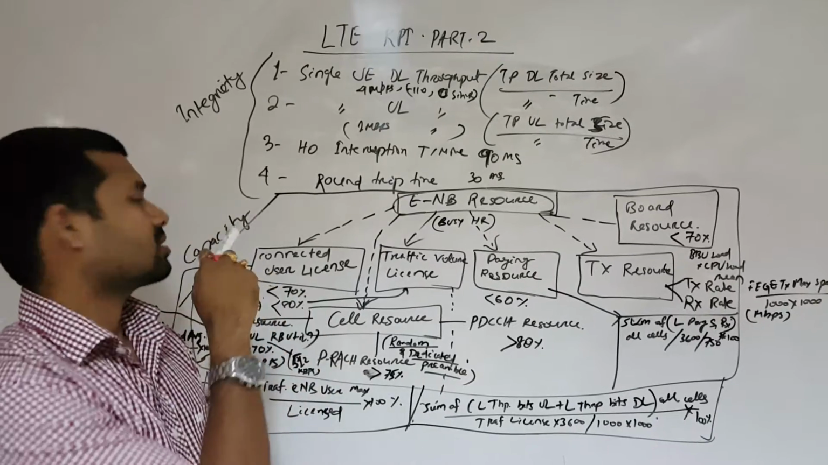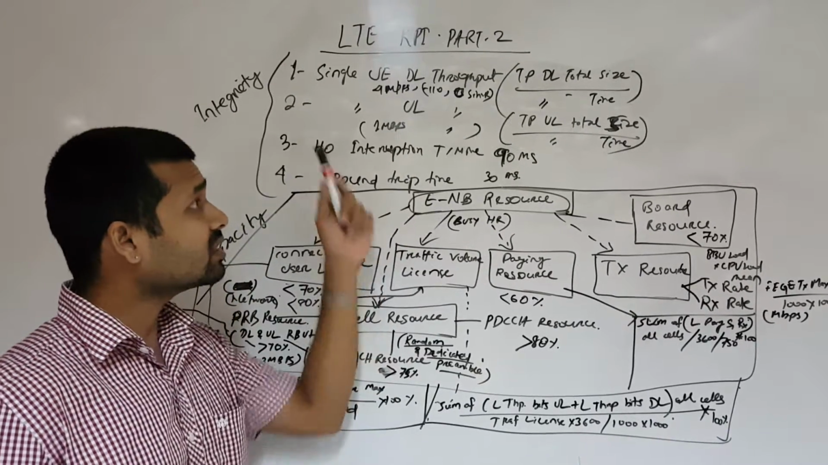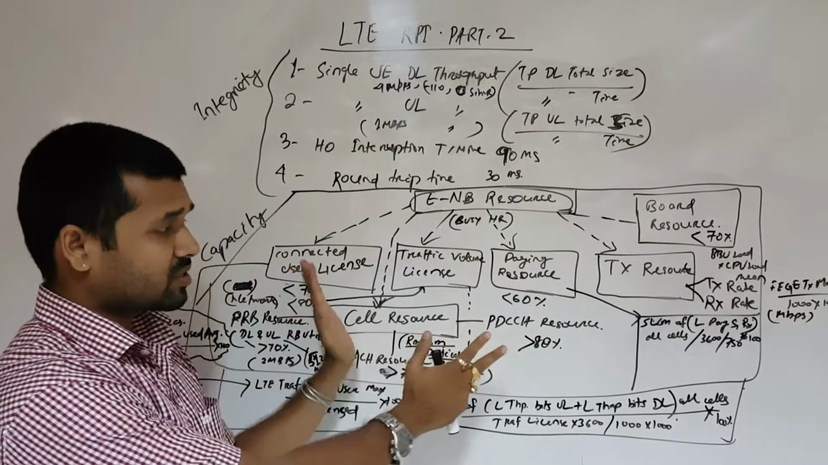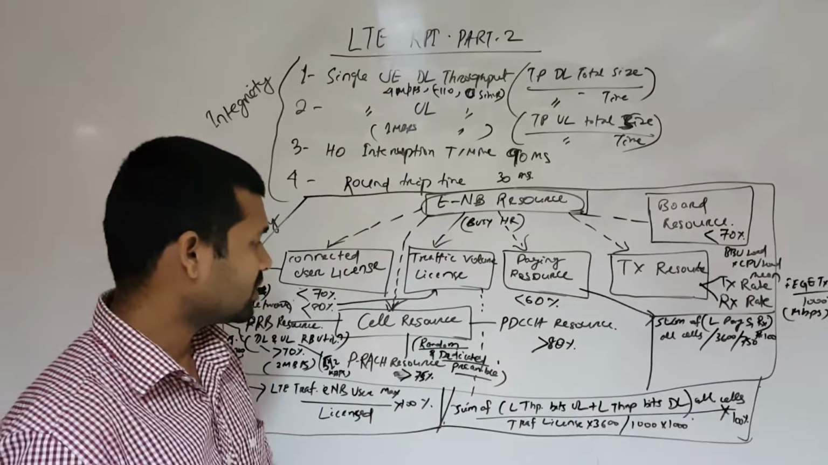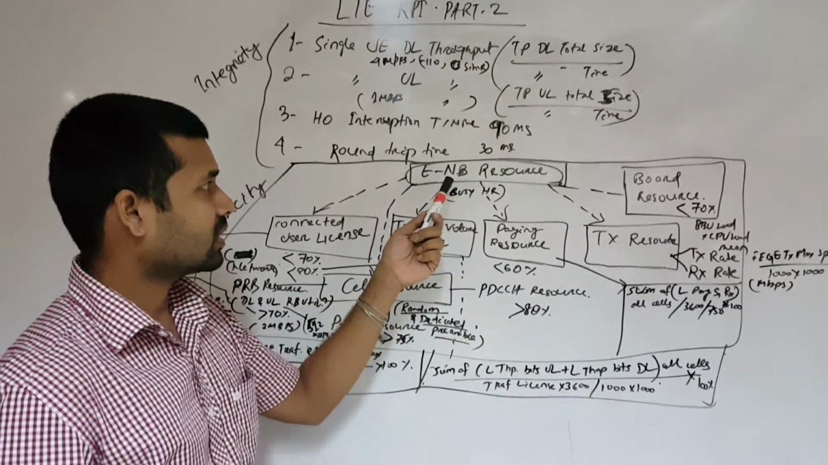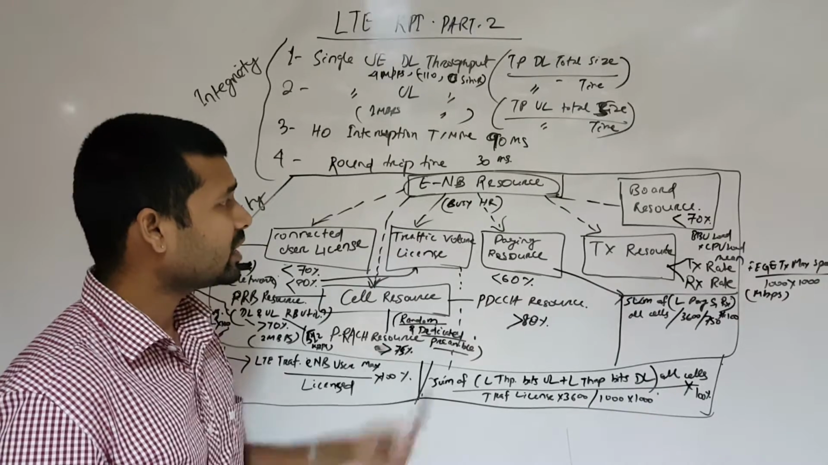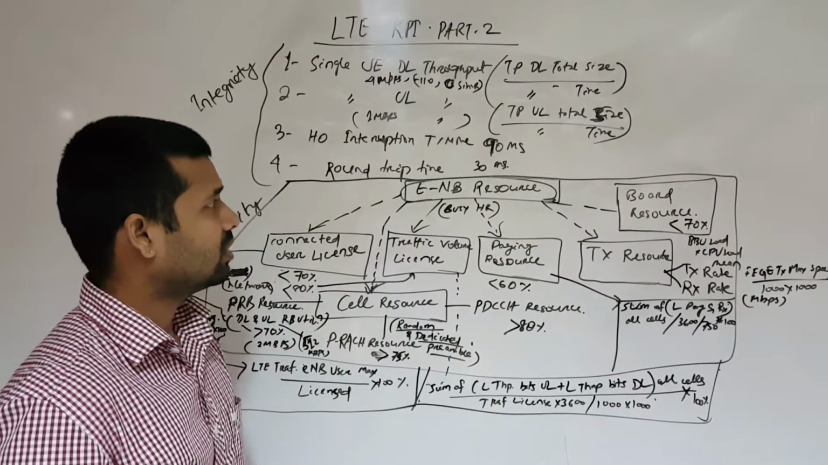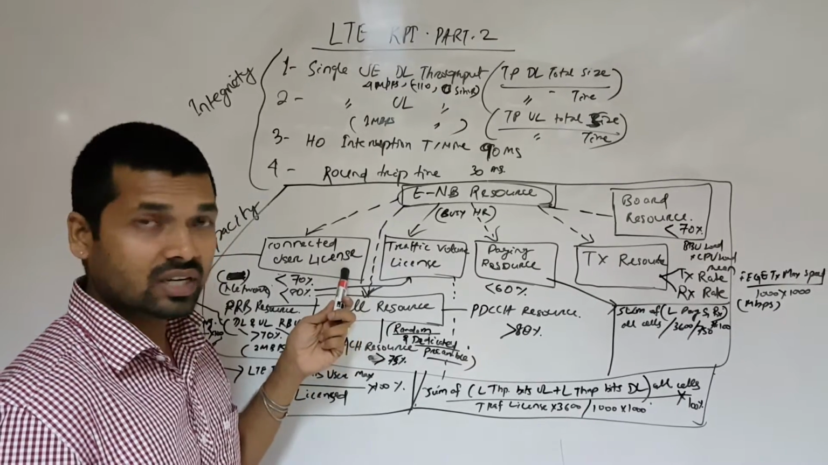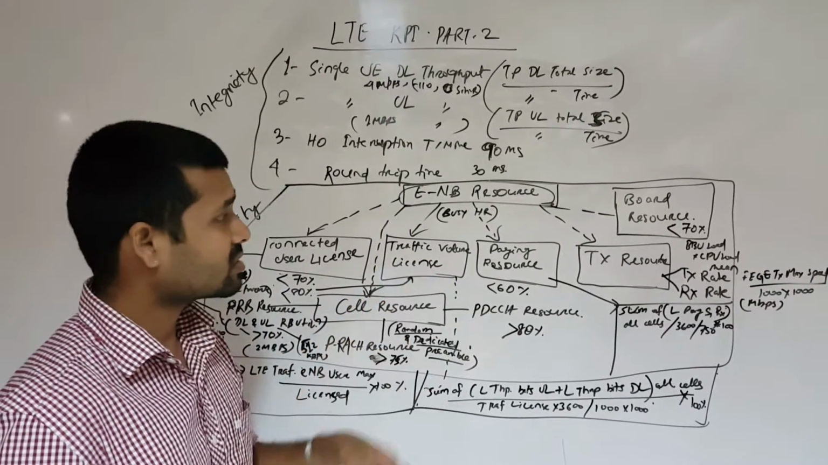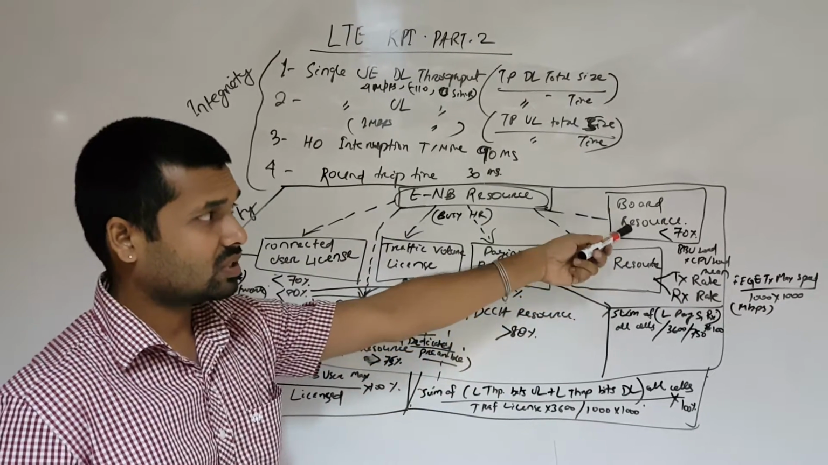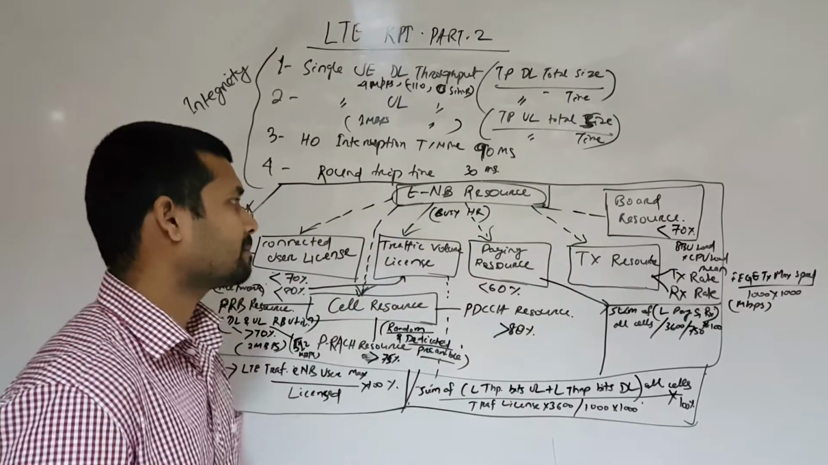Then we'll be moving towards the capacity. Integrity is over, the last one is capacity. I have drawn a picture and represented it differently so that it will be easy for you to understand. If I go to eNodeB level, I need to check all this stuff. eNodeB resources: what are the different resources? Connected user license, traffic volume license, paging resource, transmission resource, and board resource, the baseband board.